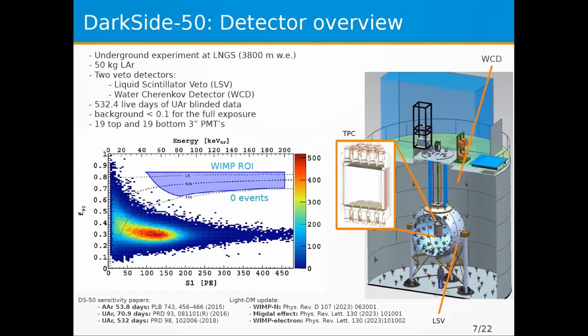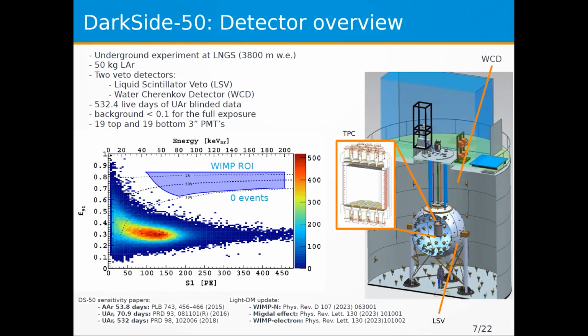So this is the overview of the detector that was built as the second one in this DarkSide chronology. It was built in the Gran Sasso laboratory. It consists of 50 kilograms of liquid argon. There are two vetoes that surround the TPC: the liquid scintillator veto, and the water Cherenkov detector that wraps the detector from the outside and tags muons.